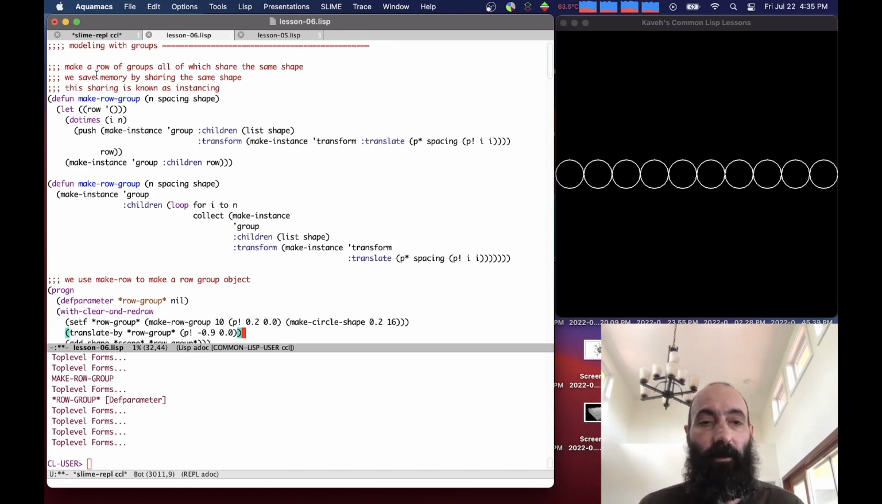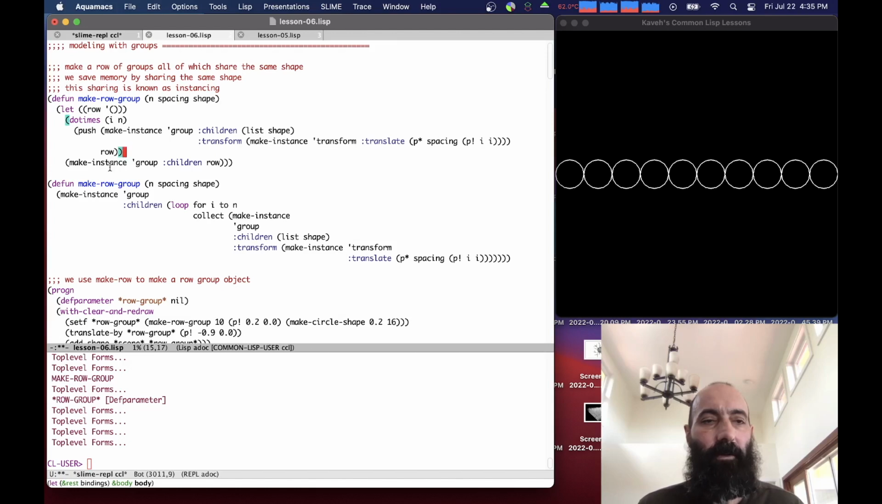As I was reviewing the video, something occurred to me that in our first function that we defined, make row group, it might be fun to show how to do that with a loop macro that we talked about in a previous lesson. So in the original version, we have a variable, we create a list called row, and then we loop through n times, and we push an instance of group onto that row. So we push this instance of this group onto the row, and then we use that row as the children of another group, and then we return that.